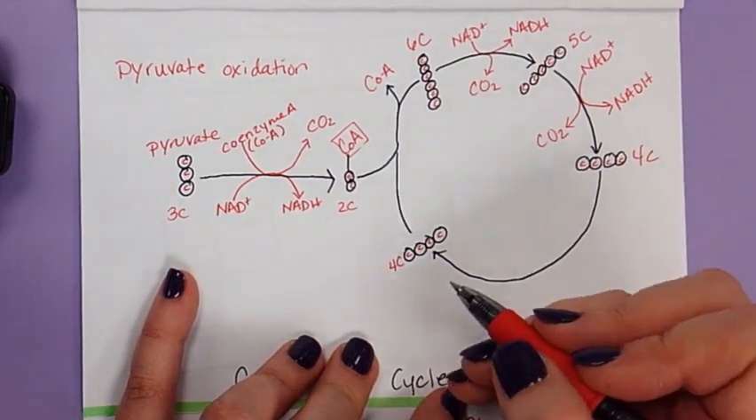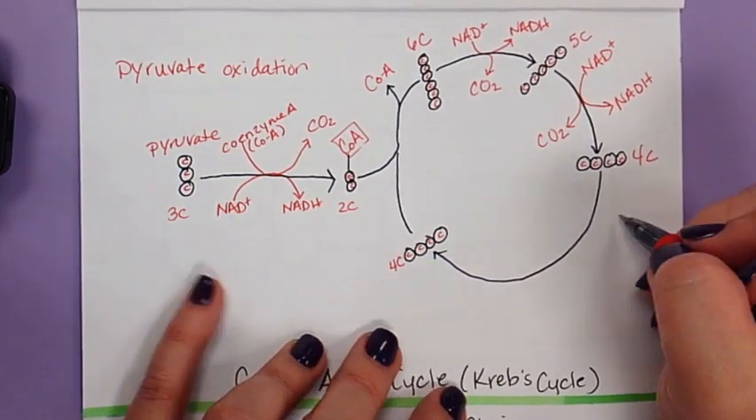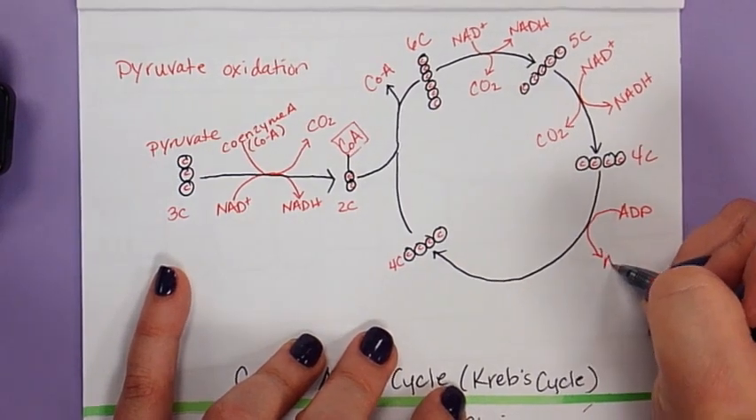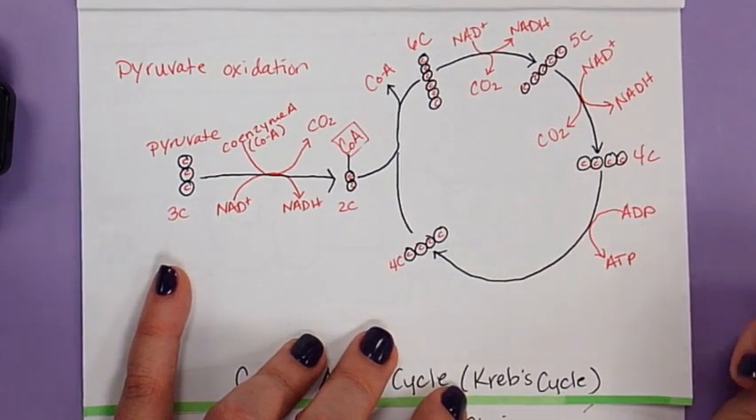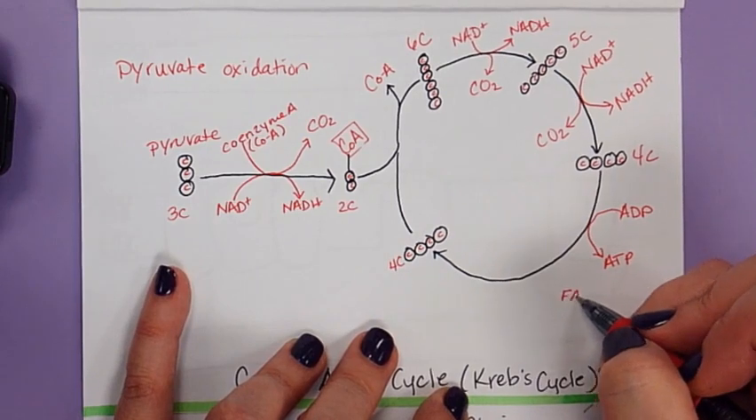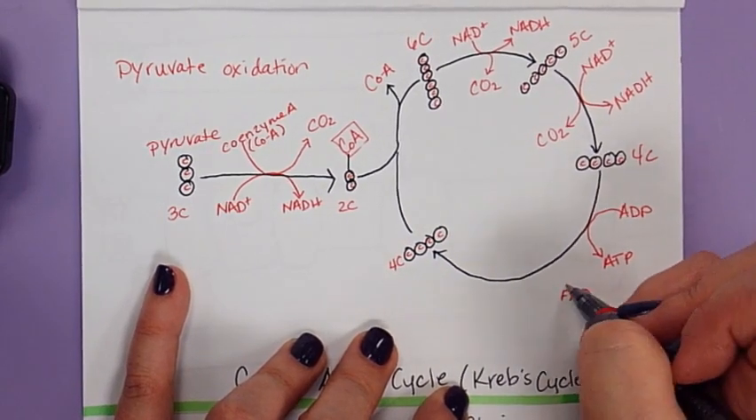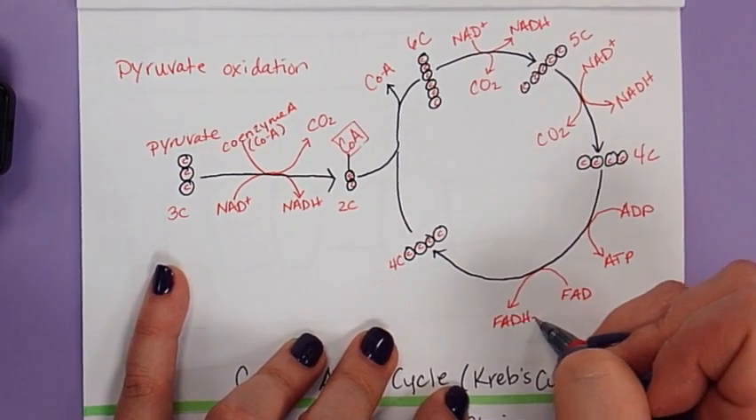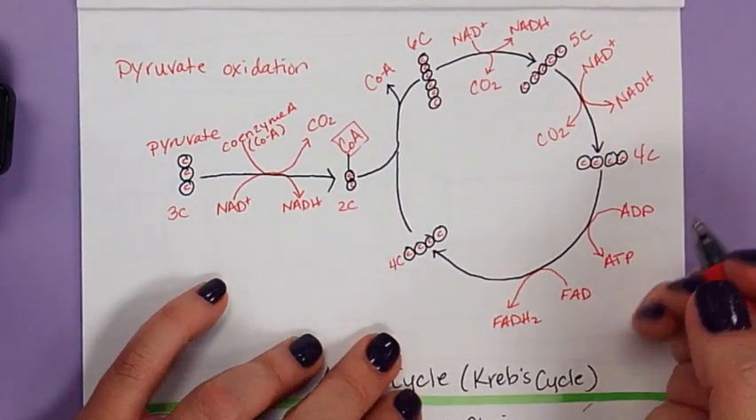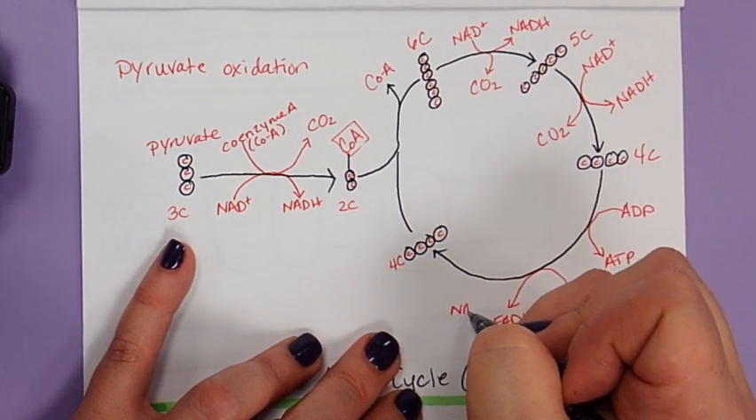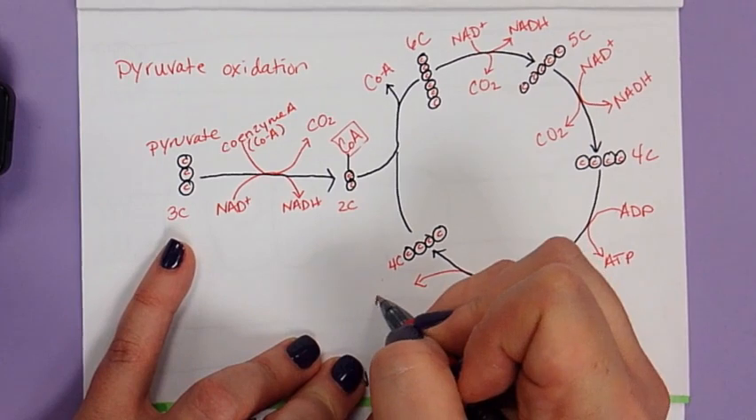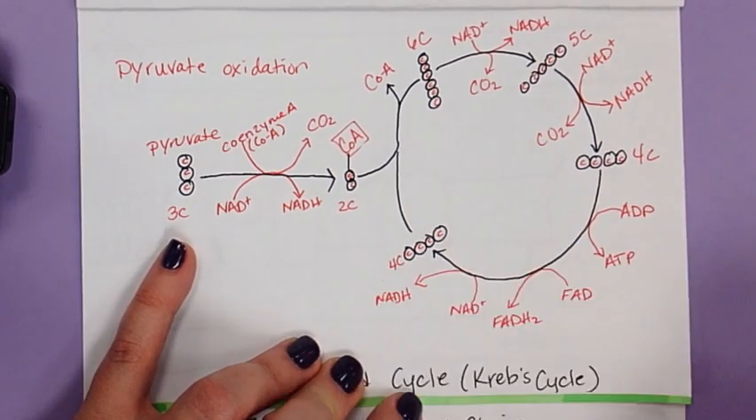So now we're going from a 4 carbon to a 4 carbon, but we're going to do some other molecule rearranging. And in the process, we're going to create ATP, and then we're going to use another electron carrier, and that electron carrier is FADH2. So we're going to take an FAD, 2 electrons, and 2 hydrogen ions. And then we're going to form an NADH.